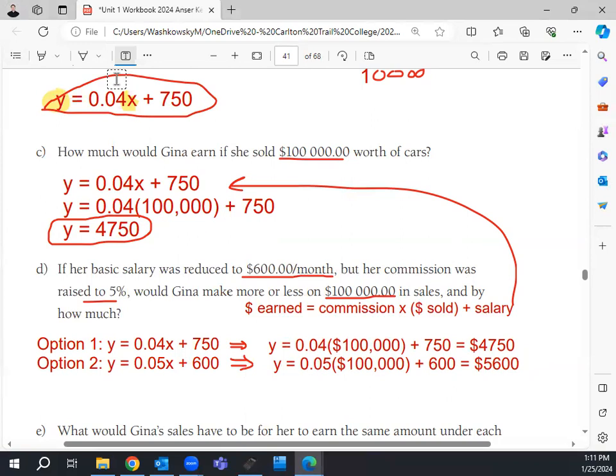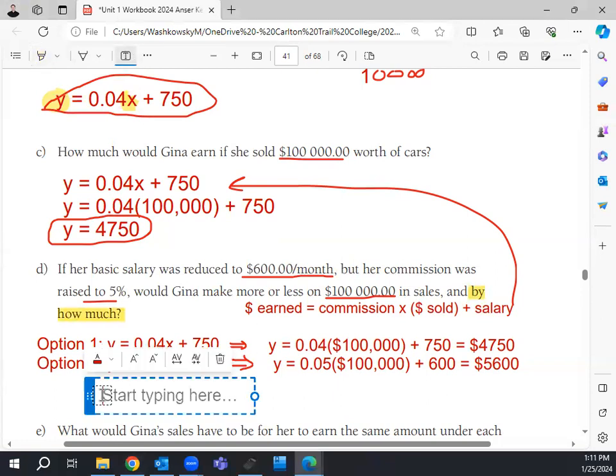So which one should she take? Option one or option two? Option two, right? So she's going to take option two. But that's not really what the question's asking us, right? You've done the math, you have done all the hard work. Skill that's really good to learn: reread the question. How does it want us to state it? It wants us to know is she going to make more or less on the $100,000 in sales? Which one of these two, and by how much?